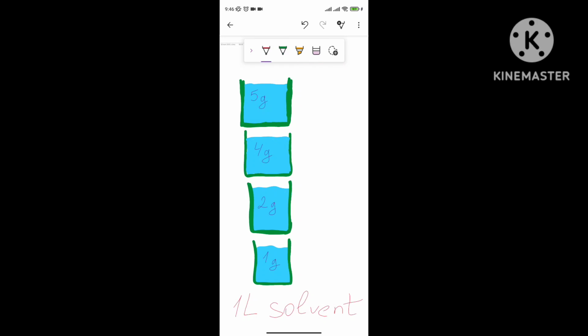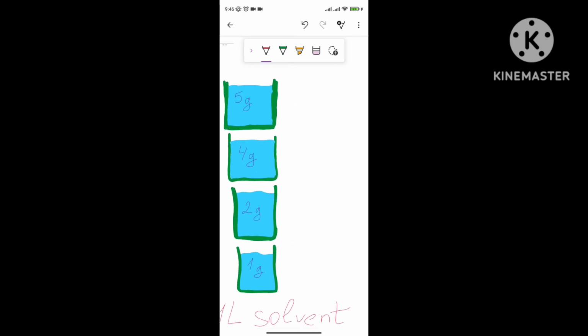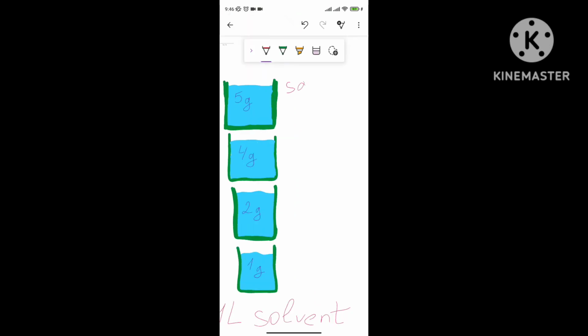And each of these glasses, let's suppose that each of them contains 1 liter of a solvent. And for example, in 1 liter of the solvent, we can maximum dissolve 5 grams of a solute. So in the first case, we see we have 5 grams of solute dissolved here. This solution will be saturated. This solution is saturated because it has already dissolved the maximum amount of a solute.